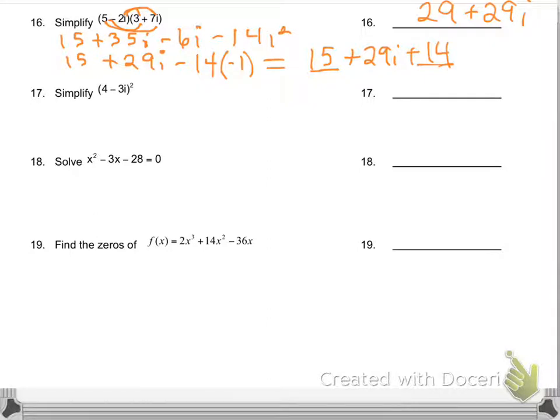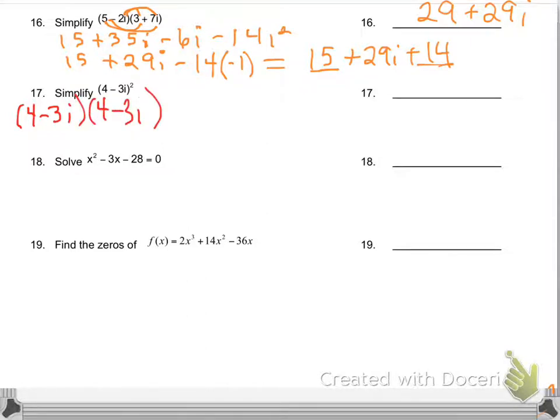Number 17. Simplify 4 minus 3i quantity squared. This does not mean just to square everything inside the parentheses. What it means is that you need to write what's there twice. Squared means to multiply by itself. So 4 minus 3i times 4 minus 3i.